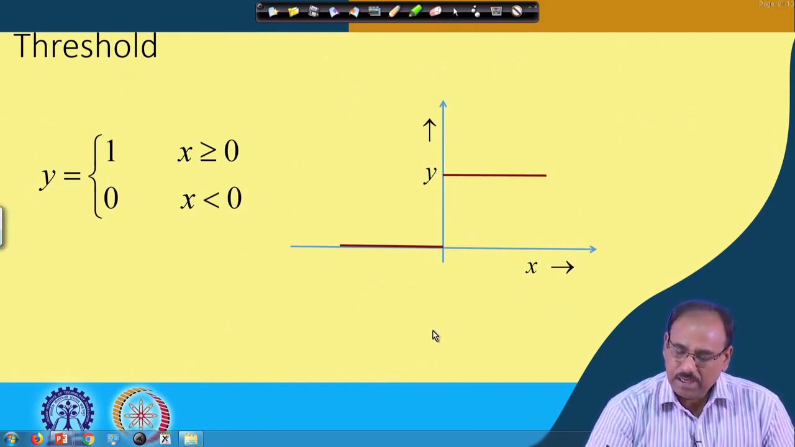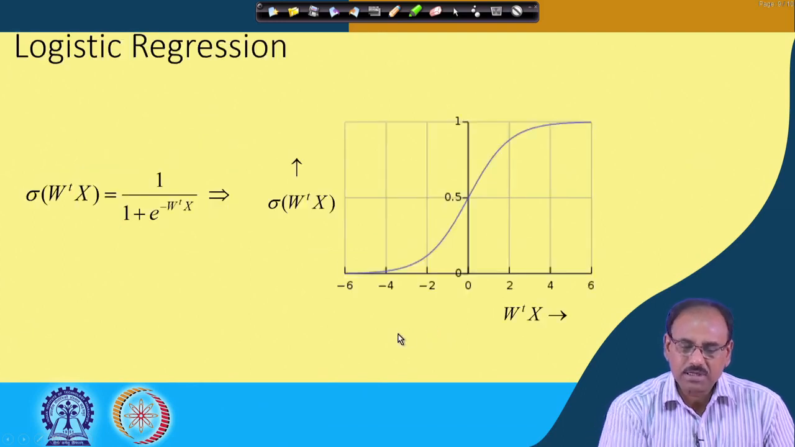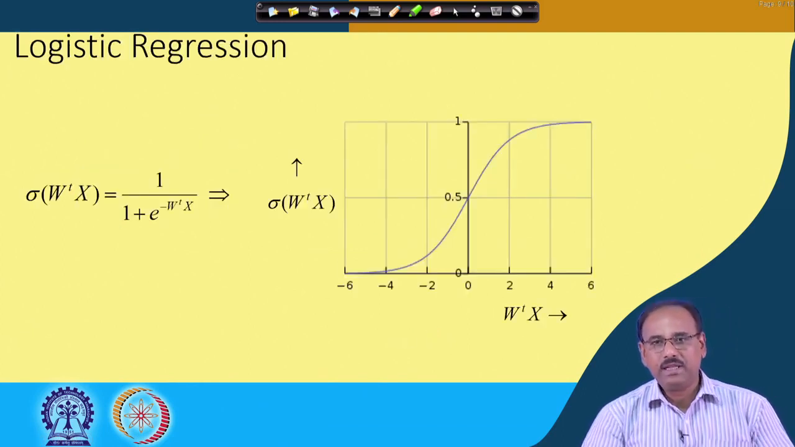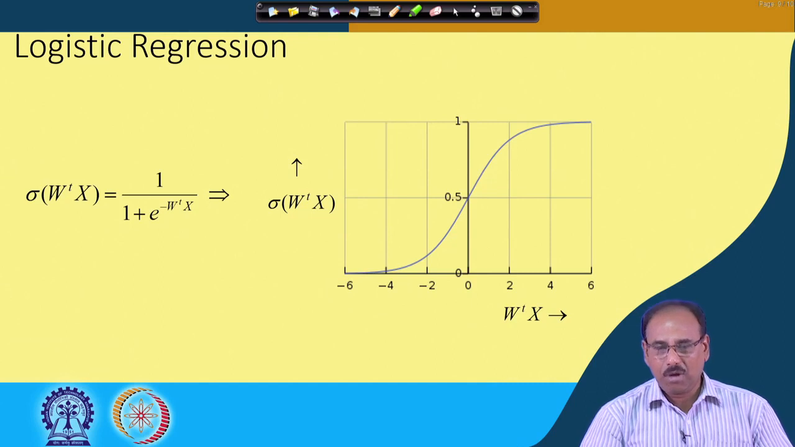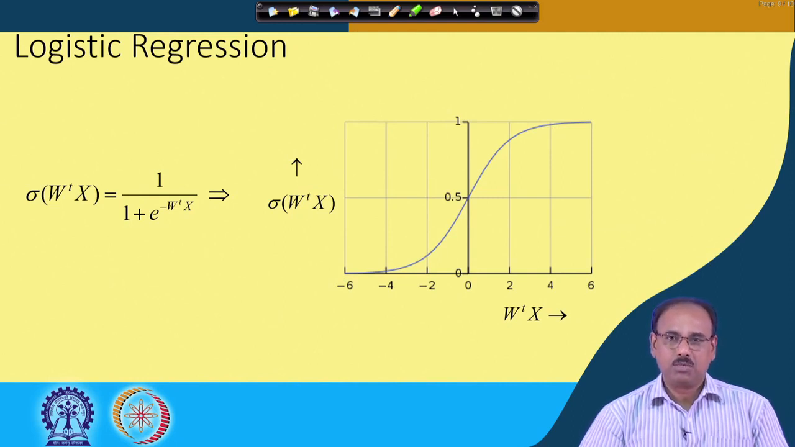The next type of nonlinearity, which we have already discussed, is logistic regression. You find that this mapping that we have done from W transpose X to sigma W transpose X is nothing but a nonlinear function. Okay? So this sigma W transpose X, which is 1 over 1 plus e to the power minus W transpose X, is a nonlinear function. This function also helps us to transform a nonlinear problem to a linear problem.